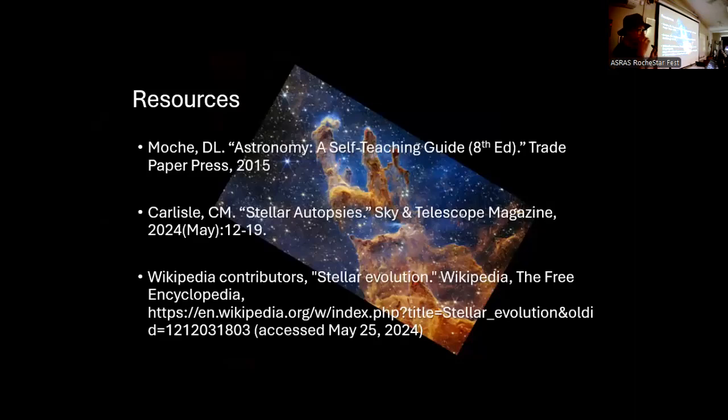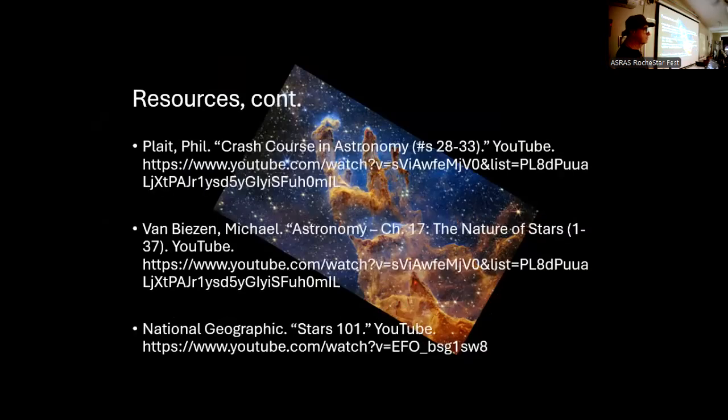And so just let me share some of the resources I used. This is the book I read, which is a really cool book if you're a beginning astronomer. It's got a bunch of little self-tests so you can teach yourself with it. Sky and Telescope magazine this May had "Stellar Autopsies," which is a nice review of this topic. I read a lot of stuff in Wikipedia.